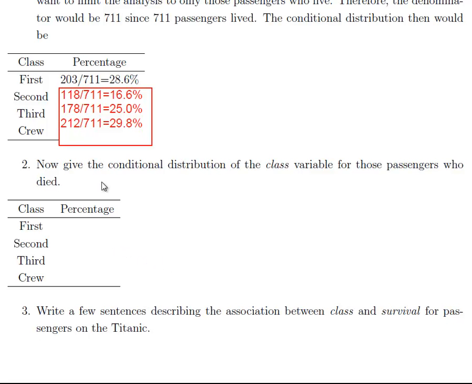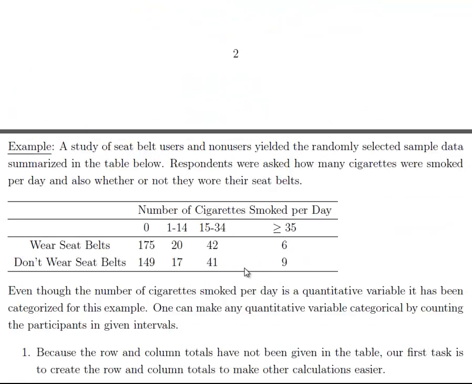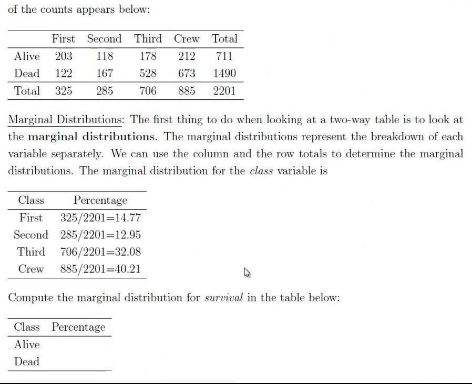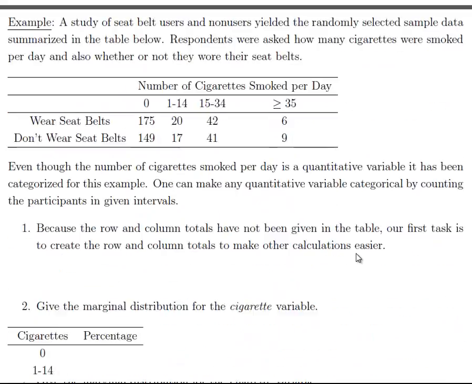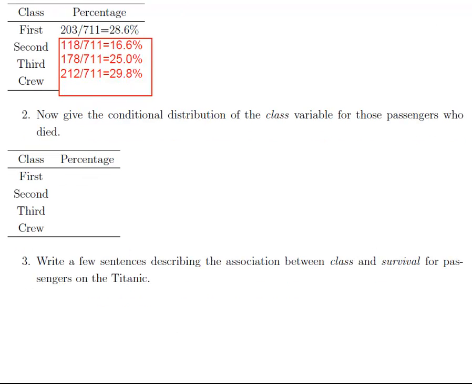We can also give the conditional distribution of class variable for those who died. And so I can go up to my table again on page 2. And I would just want to deal with this row. I'm limiting my analysis to the passengers that died. So my denominator now is going to be 1490. 122 out of those were from first class, and so forth. So I can fill in that conditional distribution for that.